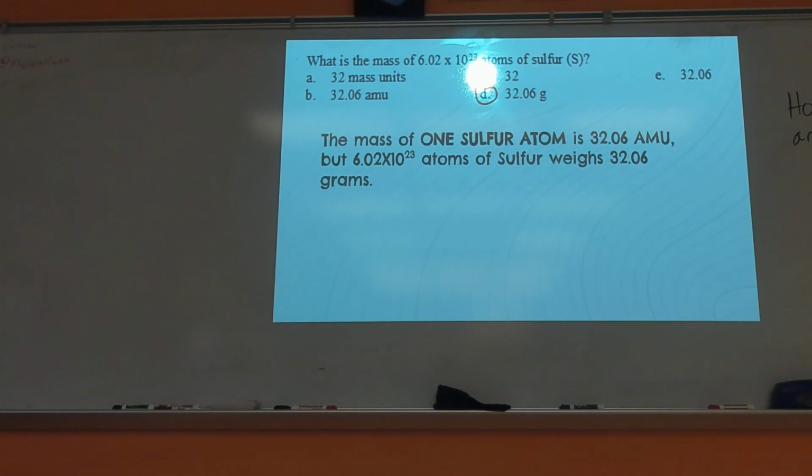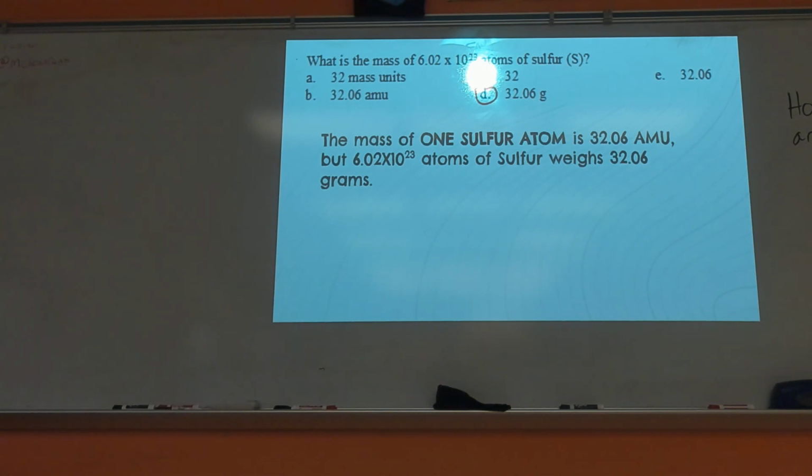I get that the answer is circled there, but how would you find that answer? Go to sulfur, and you send it up. 32, so first. Yeah, good. Yeah, find sulfur on the periodic table. What's its mass number? 32.065. So it would be that answer.